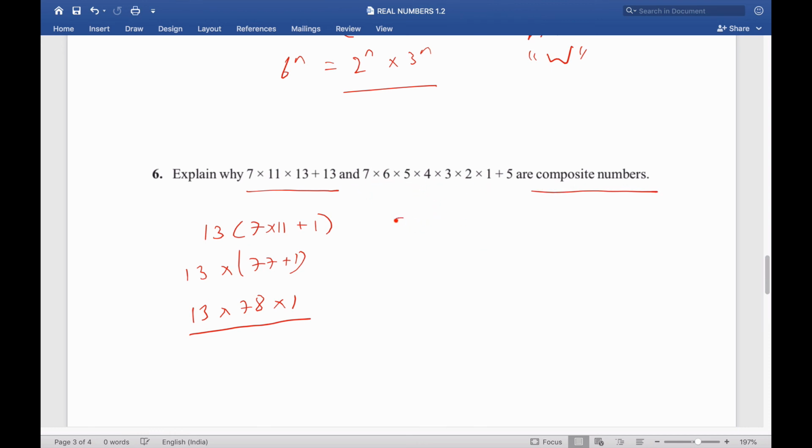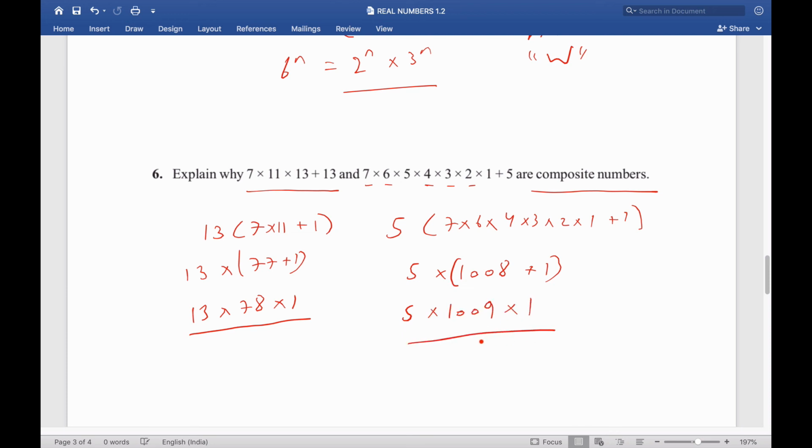Here we can apply the same principle. I can take 5 common. I will be left with 7, 6, 4, 3, 2, 1. So I can write 7 into 6 into 4 into 3 into 2 into 1 plus 1, right? So upon solving this, I will get 5 into 1008 plus 1. So this will give me 5 into 1009 into 1. So again it has three factors. It cannot be a prime number. It has to be a composite number.